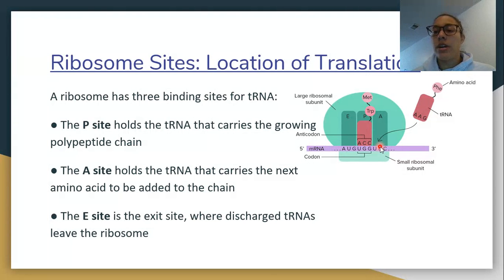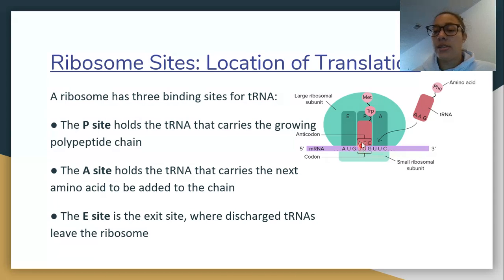When it's its turn, it'll be shifted over into the P site. And the P site is named the P site for the growing polypeptide chain that occurs. So it locks and loads here with the anticodon and the codon. It's confirmed that they are a match. That tRNA molecule is going to drag in its specific amino acid at the P site and bond it with the growing polypeptide chain.